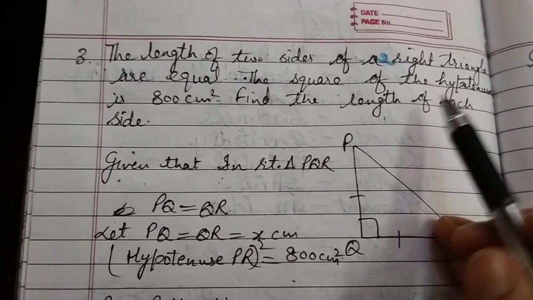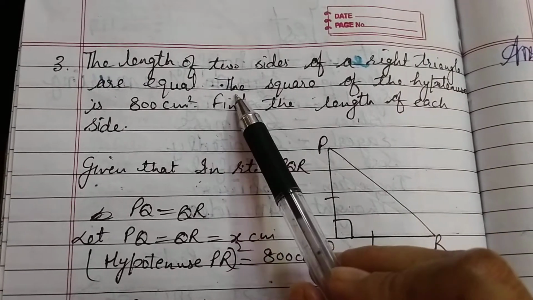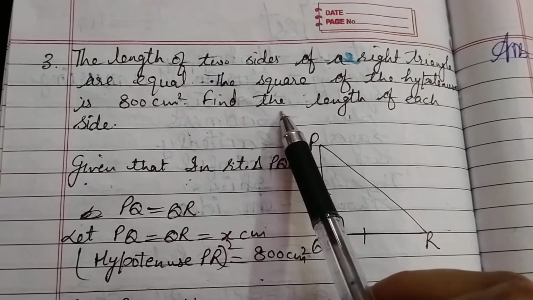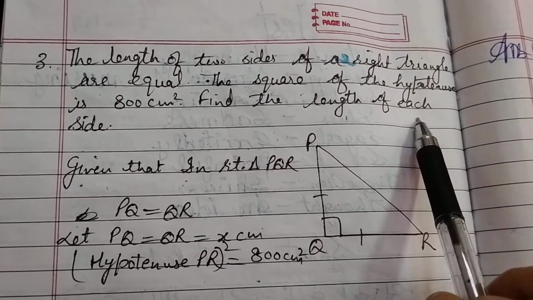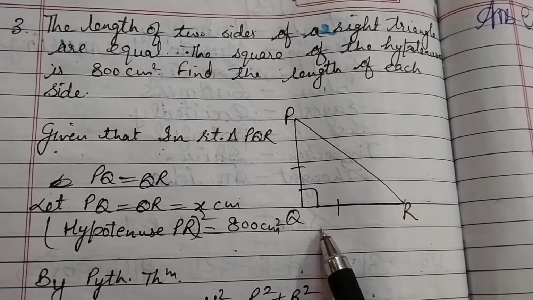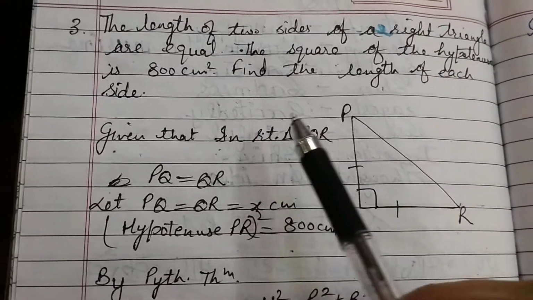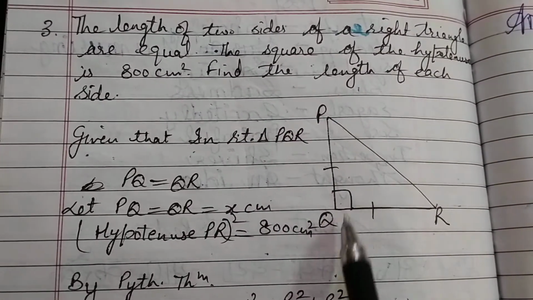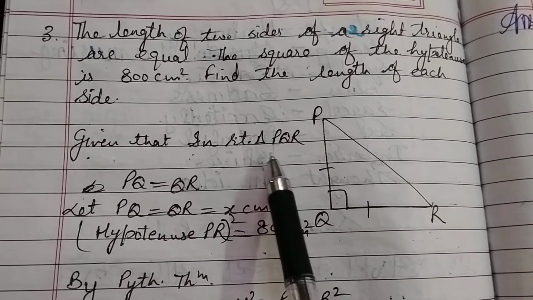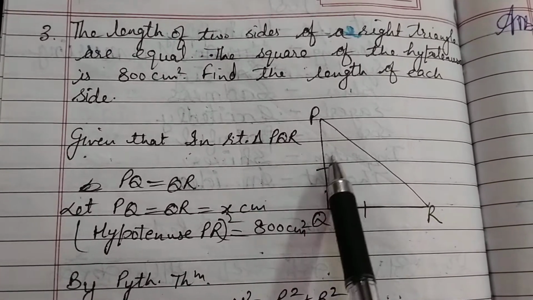Now we are going to do question number 3. The lengths of two sides of a right triangle are equal. The square of the hypotenuse is this. Find the length of each side. This is the triangle. Here we have written different names, P, Q, R, X, Y, Z, A, B, C, any name you can give. When a name is not given, then you can give any name from your side. Given that in right angle triangle PQR, PQ is equal to QR.